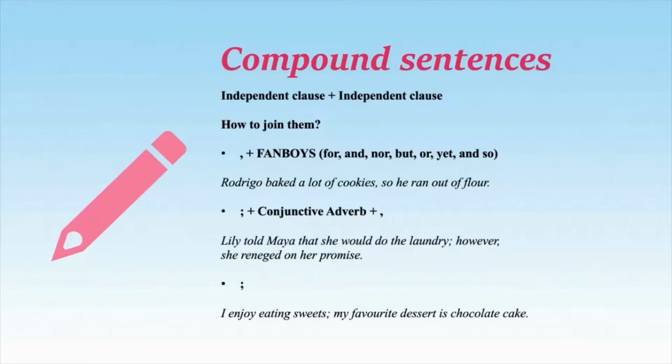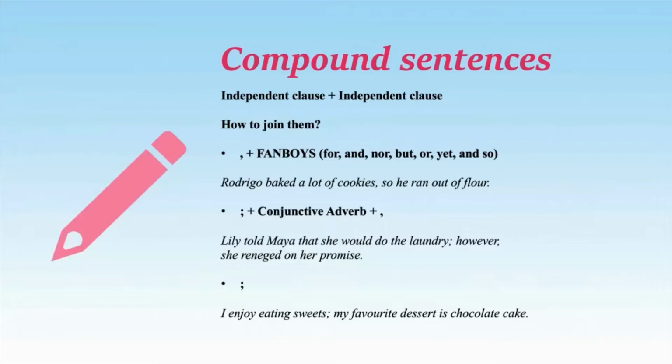A compound sentence is the union of two or more independent clauses. In other words, in order to form a compound sentence, we need at least two simple sentences that need to be joined. To do so, there are three options you can follow. The first one is to connect the sentences with a comma followed by one of the 7 coordinators, better known as the fanboys: for, and, nor, but, or, yet, and so.